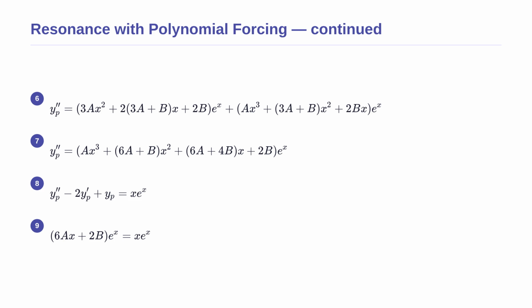Now, we substitute our function, its first derivative, and its second derivative back into the original differential equation. When we carefully combine all these terms, subtracting twice the first derivative and adding the original function, a beautiful mathematical cancellation happens. All the terms containing the variable cubed and squared completely cancel out to zero. This massive collapse is the hallmark of the resonance method working correctly, leaving us with only the lower degree terms equal to the forcing function.